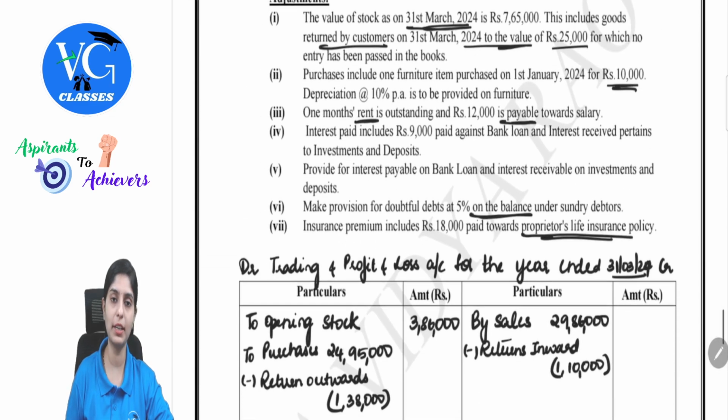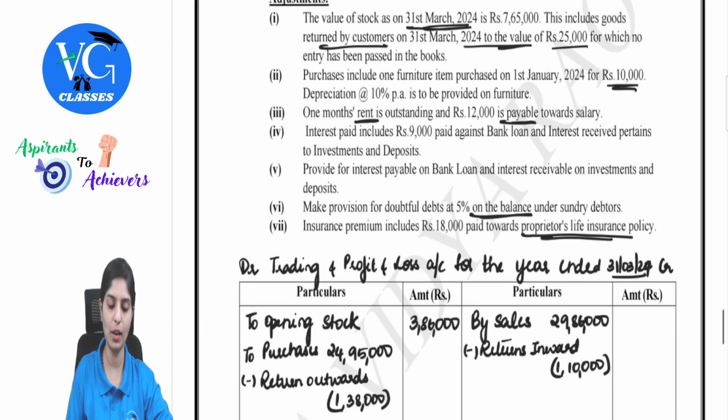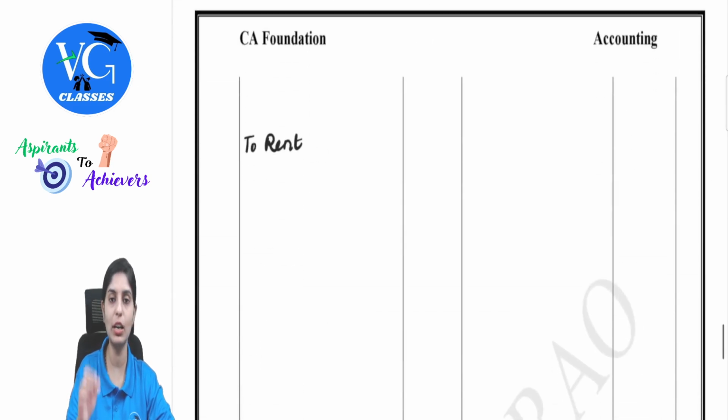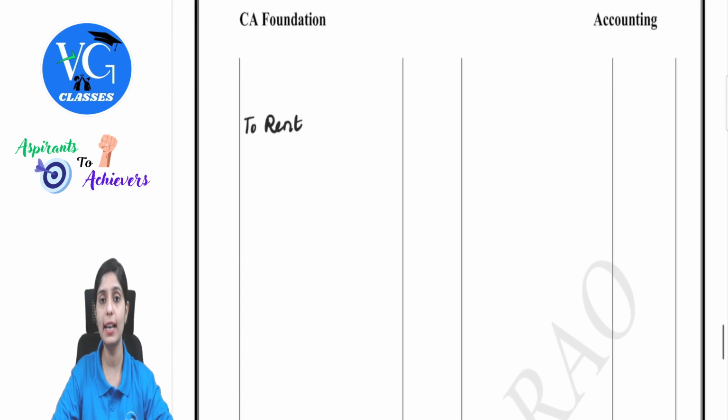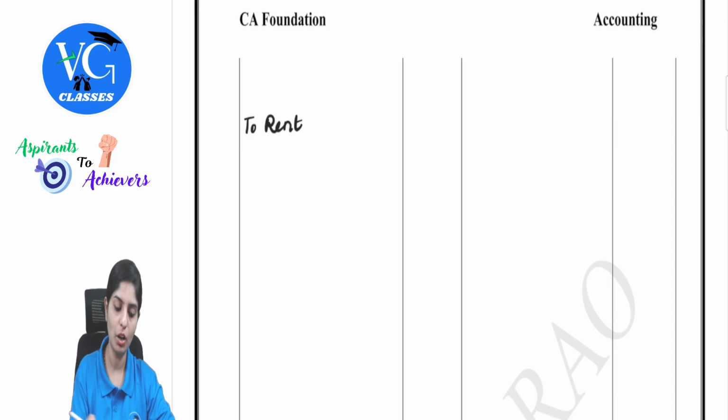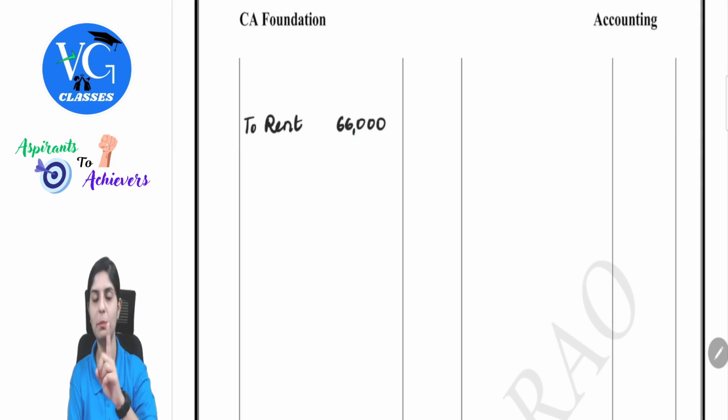66,000, there was one particular adjustment. We can address it now itself. One month's rent is outstanding. So the rent given as 66,000 represents your 11 months' rent. So we can calculate 1 month's rent: 66,000 divided by 11. So 6,000 is my 1 month's rent. So how do I present this? 66,000, outstanding rent for 1 month is due.